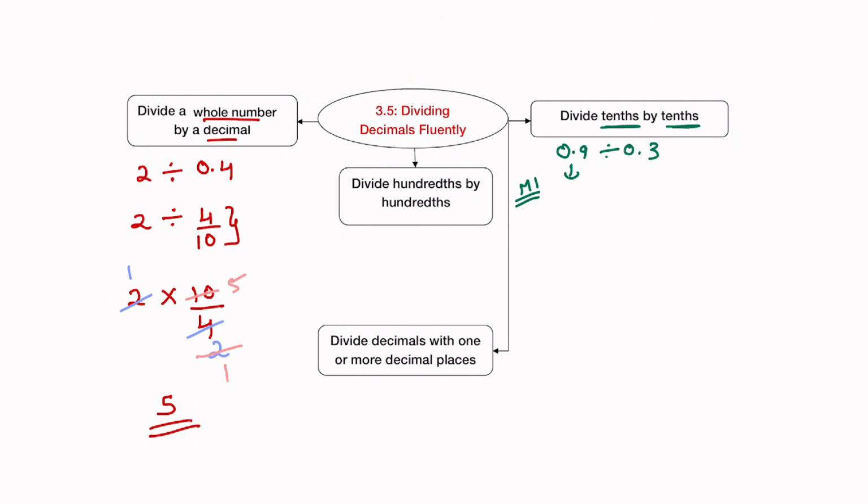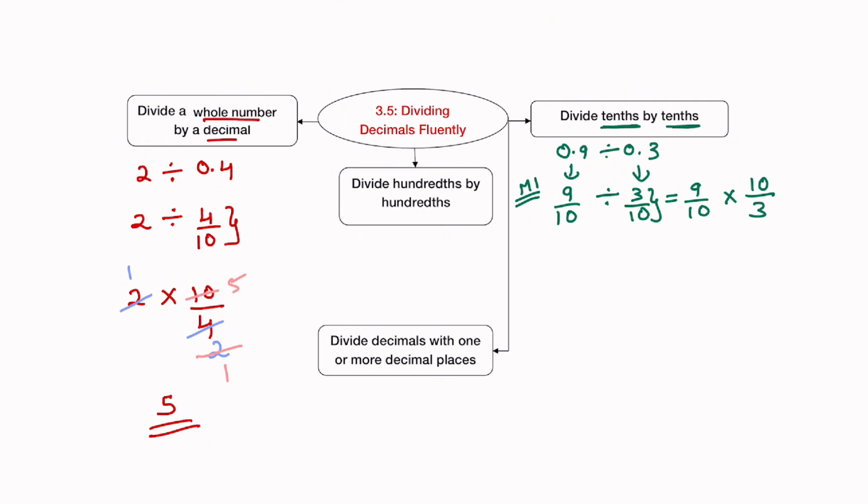So 0.9 becomes 9 upon 10. We write division as it is. Convert this also into fraction format. So that becomes 3 upon 10. It's tenths, right? So your denominator will be 10. It has one decimal place. Okay? Then we write 9 upon 10 as it is. This division will become multiplication, and the second fraction inverses, right?